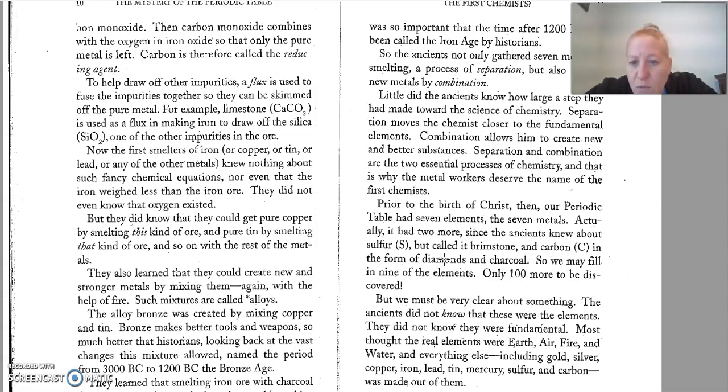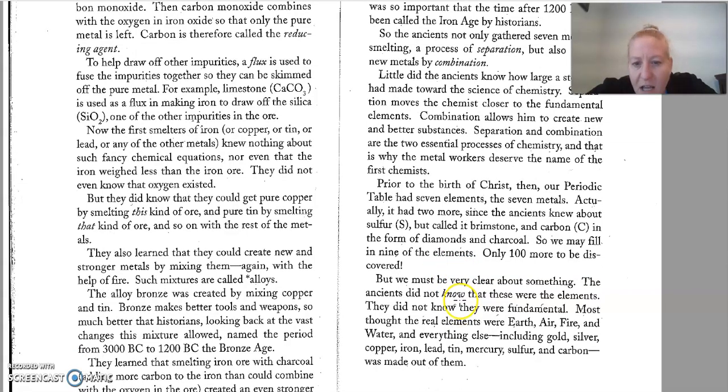Prior to the birth of Christ, then, our periodic table has 7 elements, the 7 metals. Actually, it had 2 more, since the ancients knew about sulfur, but they called it brimstone, and carbon in the form of diamonds and charcoal. So we may fill in 9 of the elements, only 100 more to be discovered. But we must be very clear about something. The ancients did not know that these were the elements. They did not know they were fundamental. Most believed the real elements were earth, air, fire, and water, and that everything else, including gold, silver, copper, iron, lead, tin, mercury, sulfur, and carbon, was made out of them.